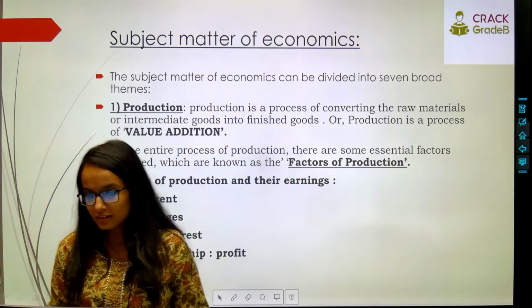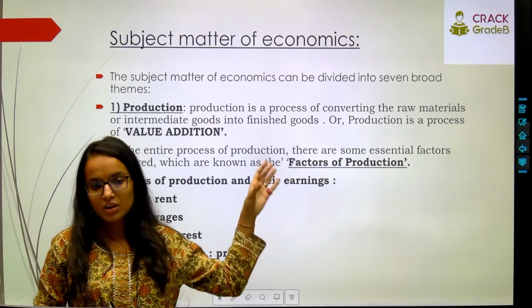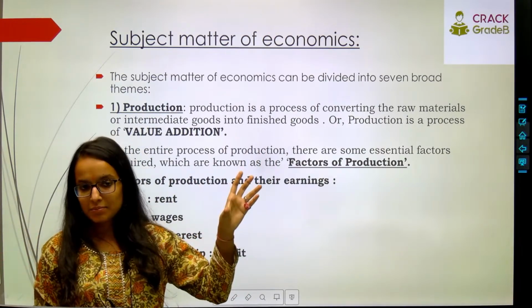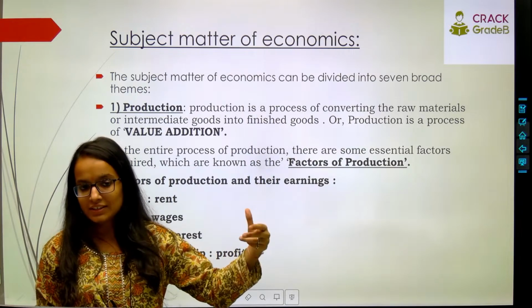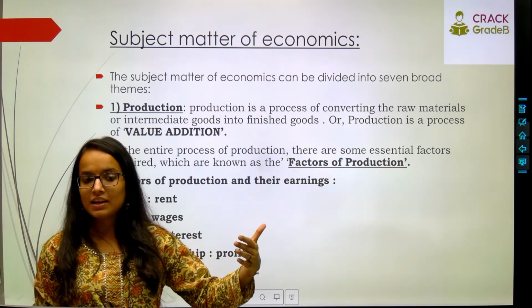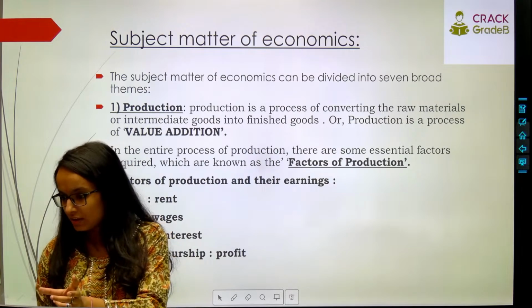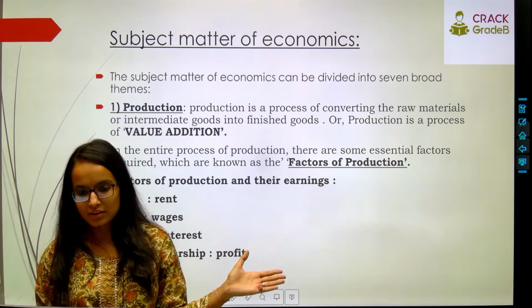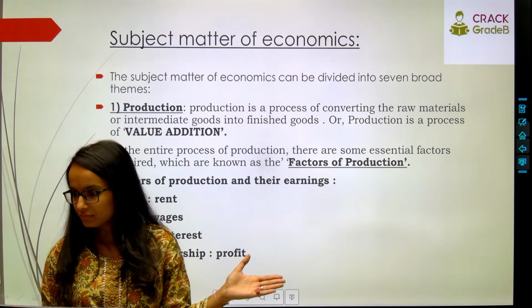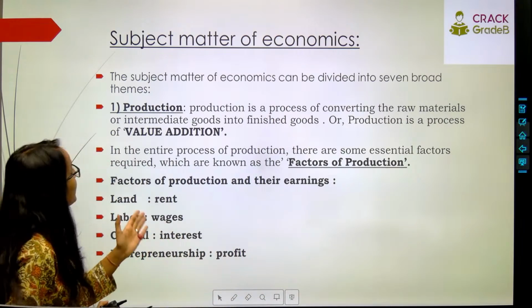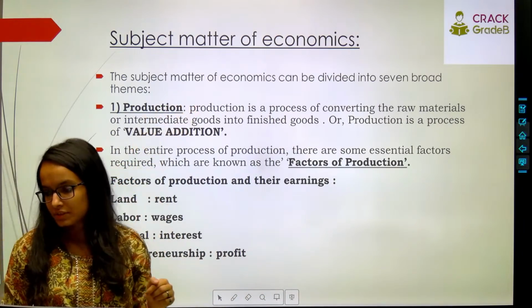Okay, is that clear? Everyone understood the difference between desire and demand? Every wish, every desire is not a demand. A desire which is coupled along with the ability to pay for the desire is a demand. Okay, right? Now the subject matter of economics.